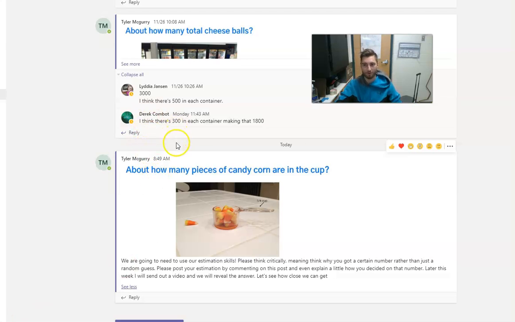First thing, head over to our teams page and do our estimation of the day. Today we have how many pieces of candy corn are in this cup. For you guys at home, this is called a quarter cup. You don't learn about fractions this year, but in grade 4 you'll learn more about them. Go take a look at your tools in the kitchen, your measuring cups, and you can relatively see what a quarter cup is too. If that is one candy corn, how many do you think are in here? Use your estimation and mental math skills to try and answer that.